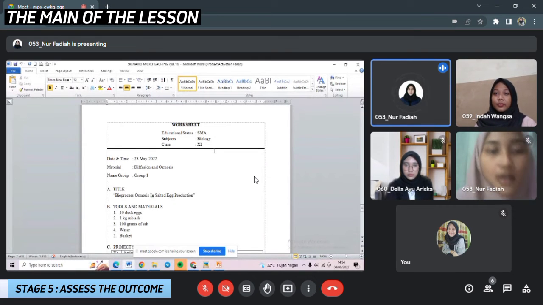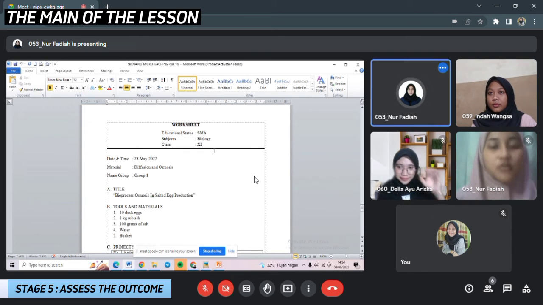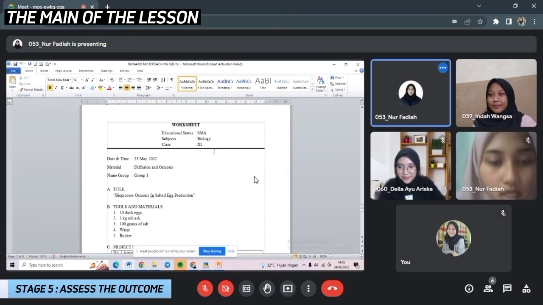I am from group 1. The material is diffusion and osmosis. The title is Bioprocess Osmosis in Salted Egg Production. Tools and materials: 1. 10 duck eggs. 2. 1 kilogram rub ash. 3. 100 grams of salt. 4. Water. 5. Bucket.